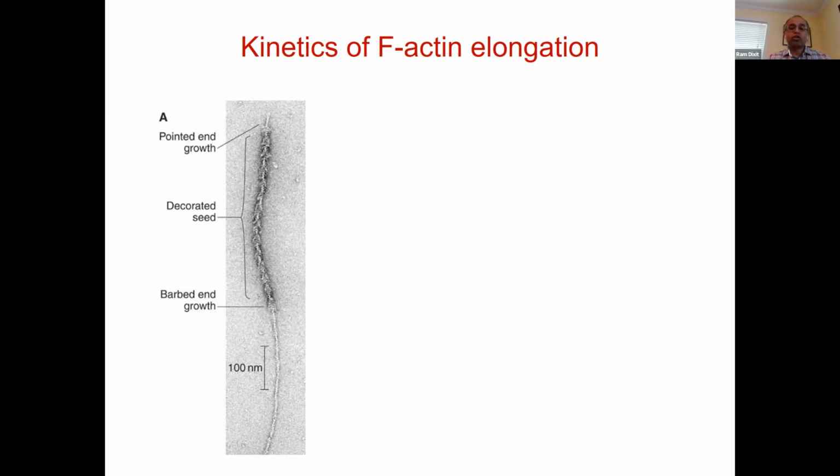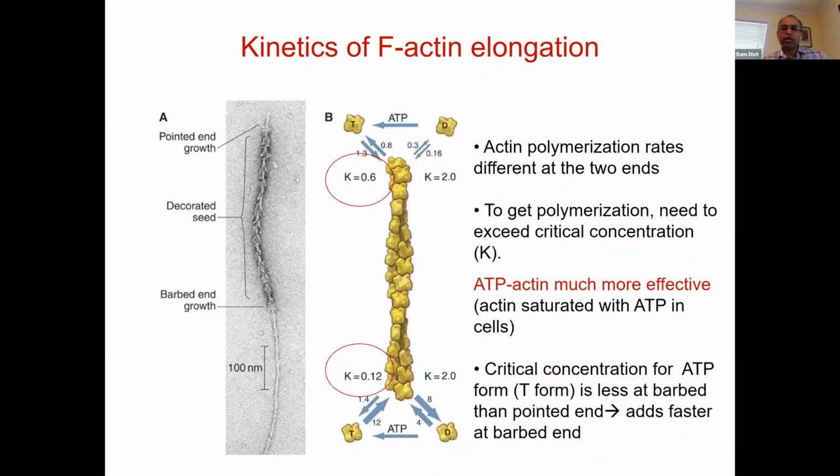And you see that there's a huge difference. There's an asymmetry in the growth at the two ends, right? So the barbed end grows a lot more, so you can appreciate that. So the undecorated part is the new growth, right? And compared to the pointed end. So there's a big mismatch in terms of the growth rate between the barbed and the pointed end. I'm not going to go into the kinetics in detail.